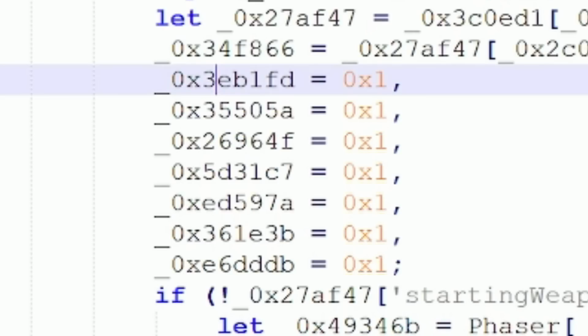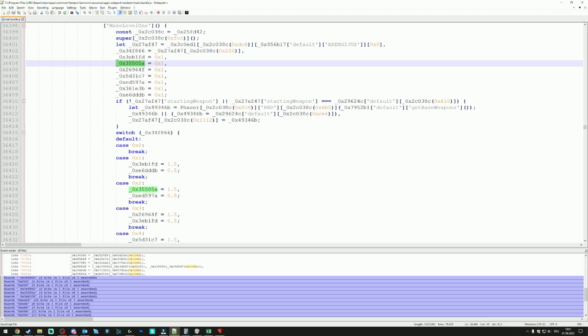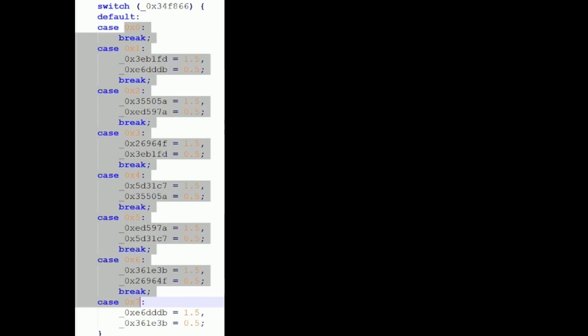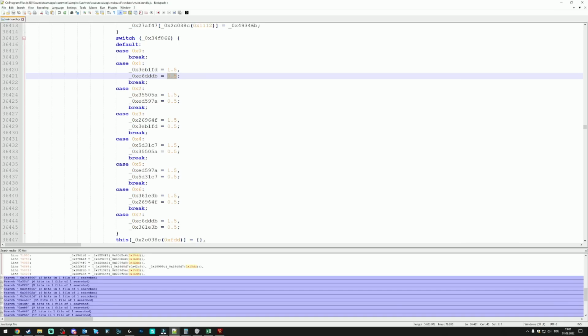Down here we can see a couple of variables. They get filled with the value of 1. And while we don't care about what they mean or what they really do right now, the important part is, down here are 8 different cases, from 0 to 7. 0 does nothing at all, and the other cases all override 2 variables. One with the value 1.5, one with the value 0.5.